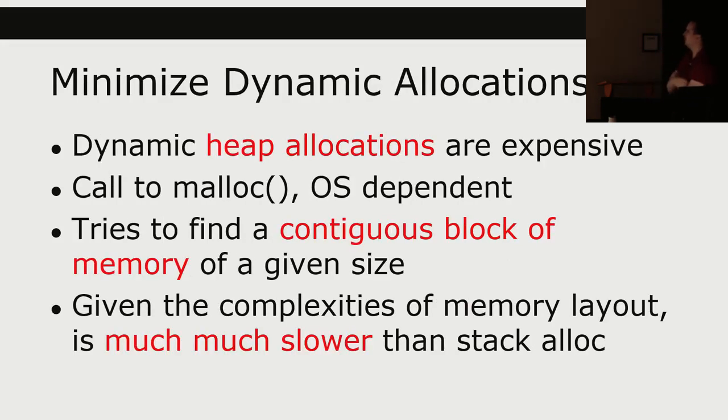Next, I talked about dynamic memory allocations. So dynamic heap allocations are expensive. Whenever we use a shared pointer, whenever we say object star O equals new object, those call malloc, which is the memory allocation function in C or C++, and that is completely dependent on the operating system. What happens is it goes out and tries to find a contiguous block of memory for a given size, and then given the complexities of memory layout, it's much, much, much slower than allocating that memory on the stack.